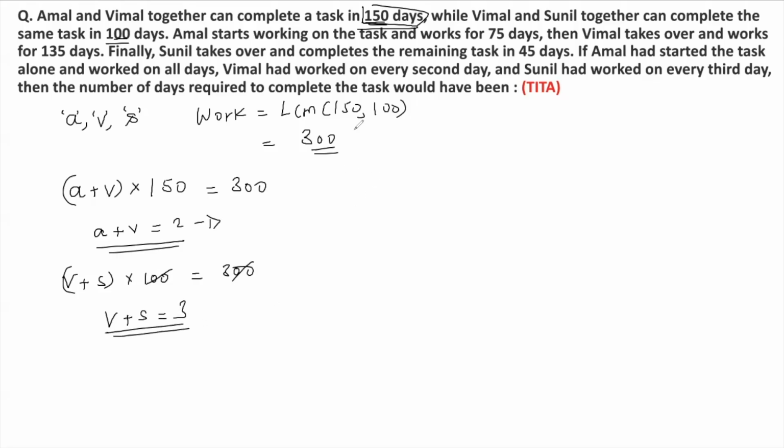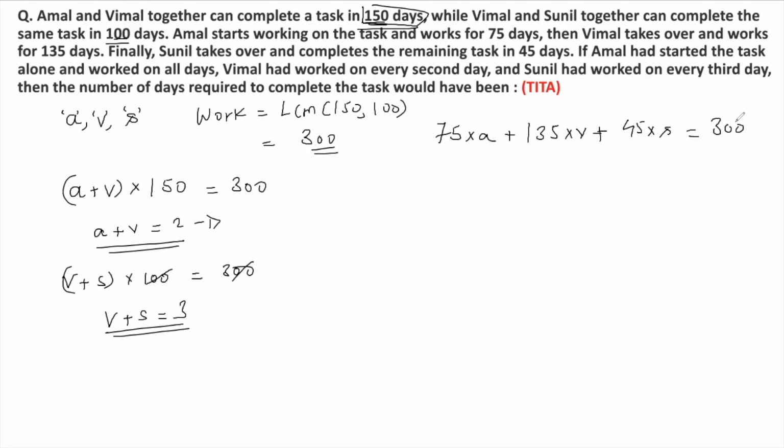Now we have a third condition. Amal starts working on the task and works for 75 days. So 75 days at the rate of A units per day. This is the work that Amal does. Then Vimal takes over and works for 135 days. 135 days at the rate of V units per day. Sunil takes over and completes the remaining task in 45 days. So 45 days at the rate of S units per day. This is the total work done, right? 75 into A plus 135 into V plus 45 into S is the total work, 300.